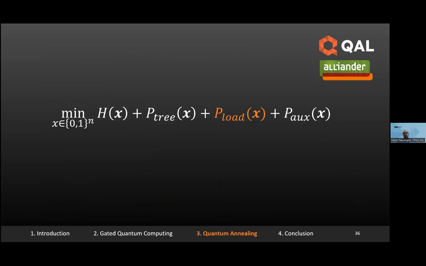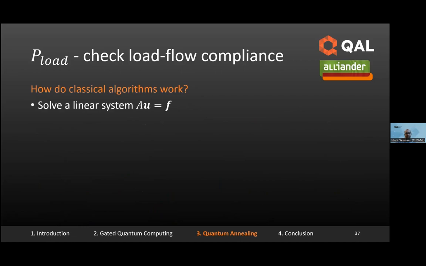Then we continue to the load flow penalty term. And in this load flow penalty term, we look at the classical algorithm. The classical algorithm for the load flow checks is solving a linear system. You solve this linear system and then check if the solution violates the constraints that you have. And these A and this F value correspond to the graph that you have.